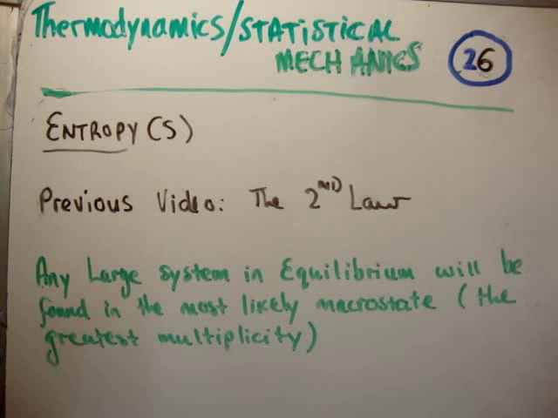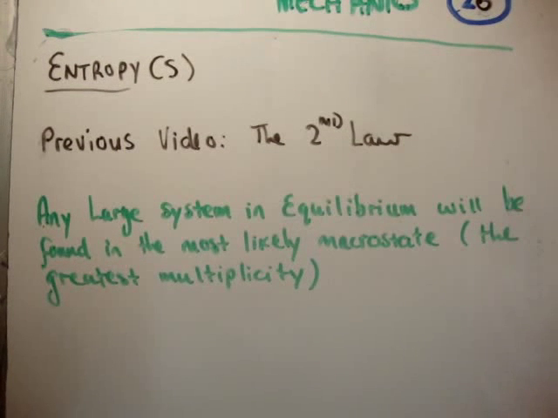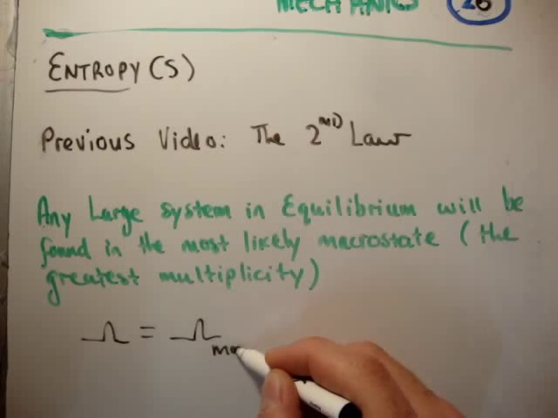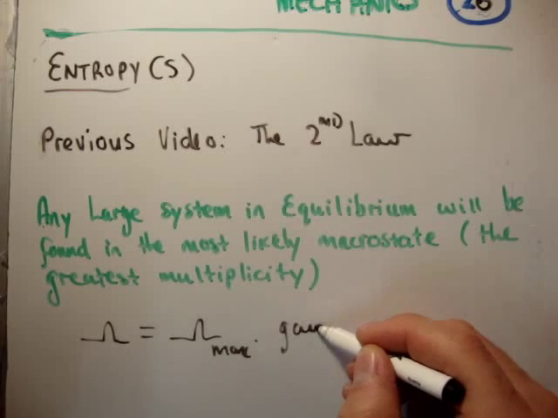Any large system in equilibrium will be found in the most likely macro state. And we define the most likely macro state as that which has the greatest multiplicity. Okay, so that's what we saw in the last number of videos. We kept seeing this Gaussian function. We kept seeing that the multiplicity is equal to the maximum multiplicity multiplied by this Gaussian function.